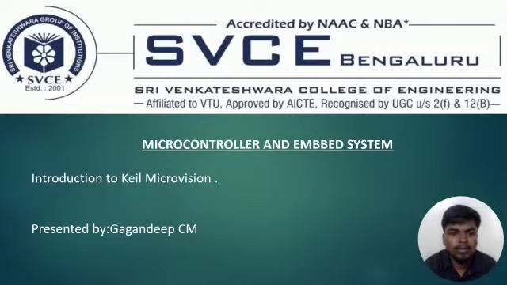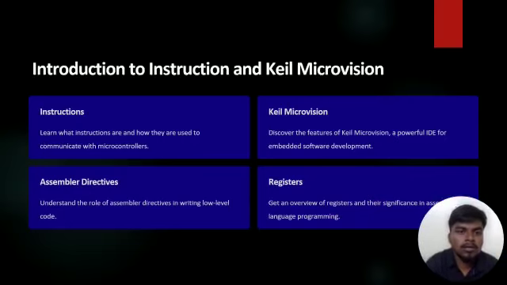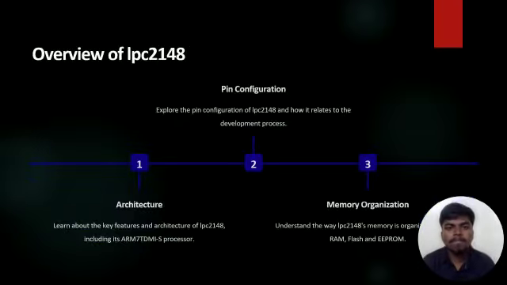I'm here to explain the introduction of Keil MicroVision. Now, introduction to instructions of Keil MicroVision. Instructions are used to communicate with the microcontrollers, and Keil MicroVision helps us with embedded system software development, and assembler directives help to understand the assembler directives in the low-level languages, and registers help to get over the significance of programming languages.